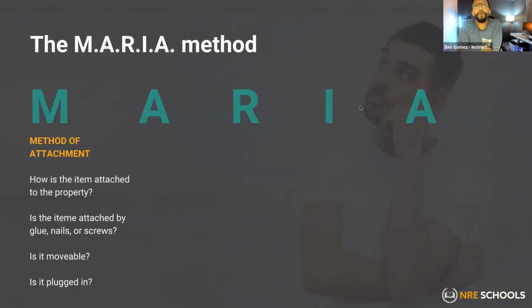The M stands for the method of attachment. So whatever is in question here, whatever personal property or fixture we're discussing, we have to ask ourselves, how is it attached to the property? Is it glued? Is it nailed to the property? Are there screws attached to it? Is it movable? Is it plug-in?